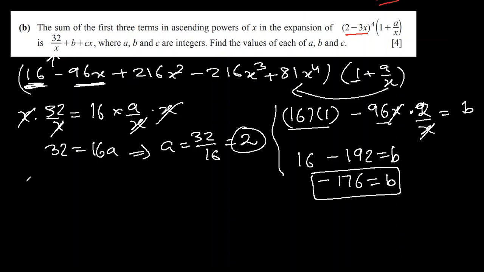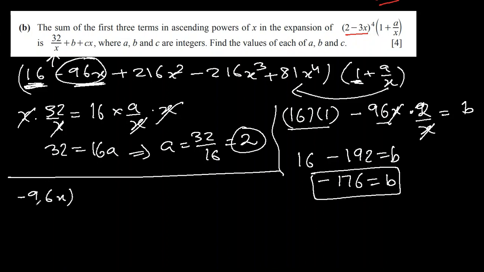Cx. Now it will be easy for you to guess what will give you something x. So 96x, if it multiplies with 1, it will give you an x. So minus 96x multiplied by 1. What else? a over x, if it multiplies with x square, it will give you x, because this x will cancel out with one of the x's. So let's do it. 216x square multiplied by a, which is 2 over x, is equal to cx. Yeah, that's what cx is.